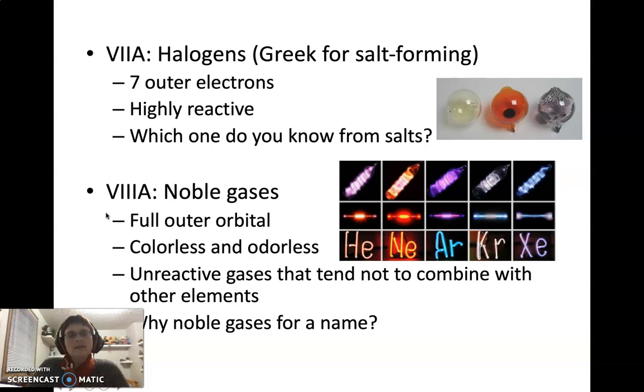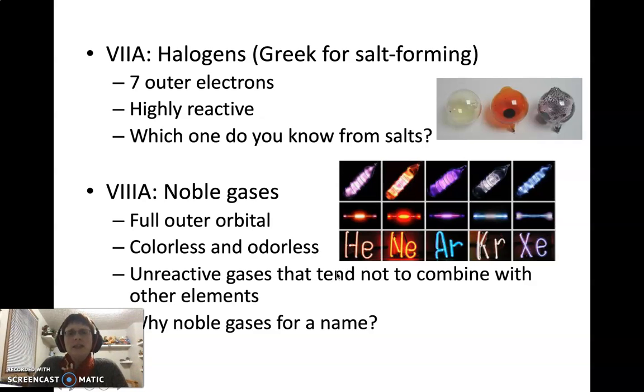The noble gases is the name that they were given because the nobility in the past was very standoffish and didn't combine with the lower classes. And so that was kind of the idea of giving them the name noble gases, because these elements stand alone by themselves. They don't combine with other elements.